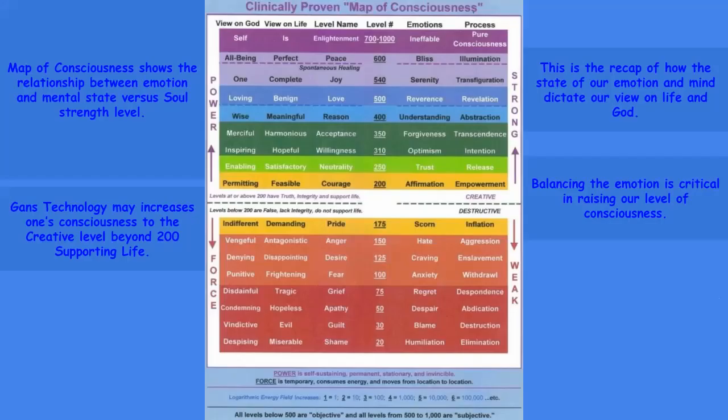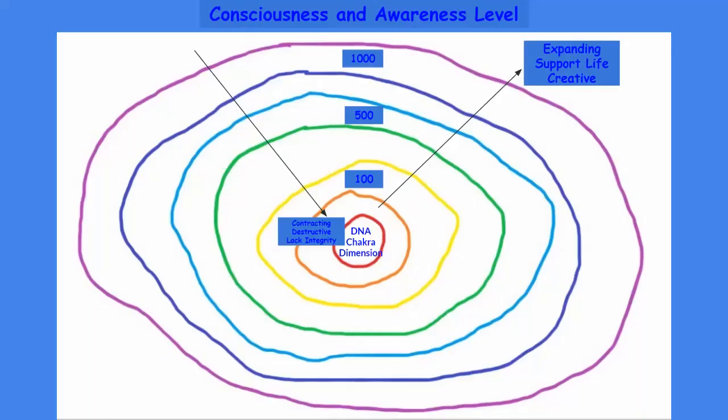The map of consciousness shows the relationship between emotion and mental state versus soul strength level. GAN technology may increase one's consciousness to the creative level beyond 200, supporting life. This is the recap of how the state of our emotion and mind dictate our view on life and God. Balancing the emotion is critical in raising our level of consciousness. This shows how the DNA and chakra dimensions are related as we are expanding out. Expanding is supporting life, being creative. Contracting is destructive, lacking integrity, molecular compaction.